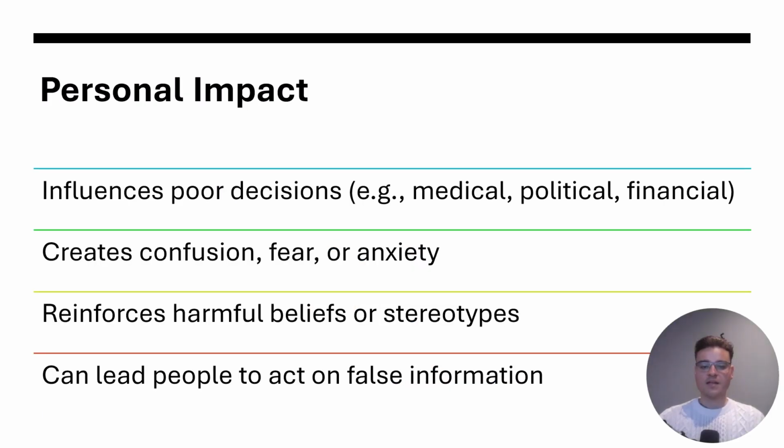Let's start with how misinformation affects us as individuals. It can influence poor decisions, whether it's about our health, who we vote for, or how we manage our money. It creates confusion, fear, and anxiety, especially when the information is emotionally charged. It reinforces harmful beliefs or stereotypes, which can deepen divides or fuel prejudice. And perhaps most dangerously, it can lead people to act on false information, sometimes with serious consequences.